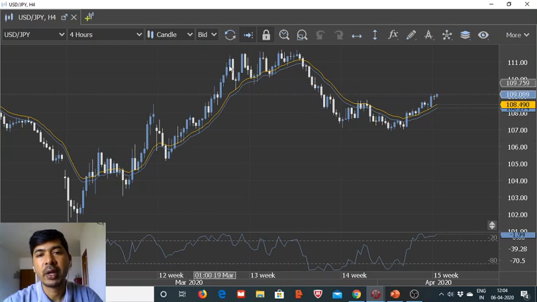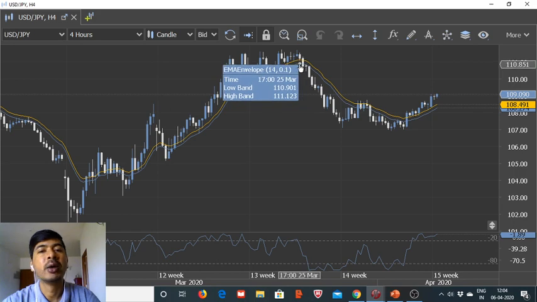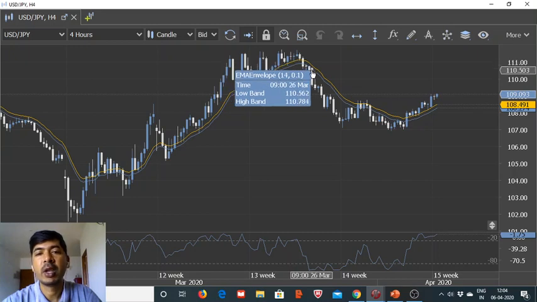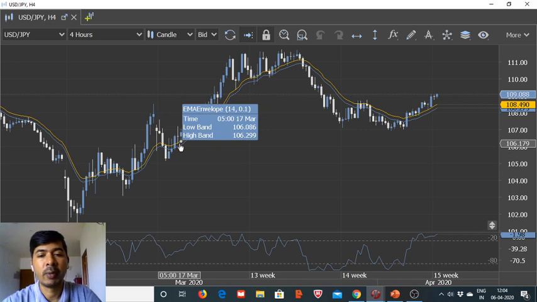We want the trading to happen only after the EMA envelope has changed its course. So we will be checking the current values of the high band and the low band against the values a day back, that is using shift 6 on the 4 hourly time frame. If the values are falling, we look for a sell trade. If the values are rising, we look for a buy trade.